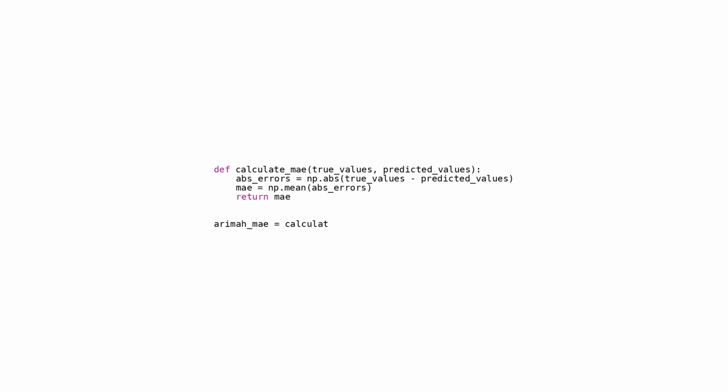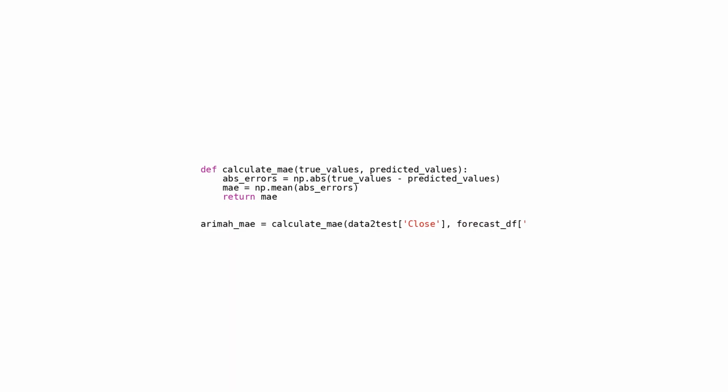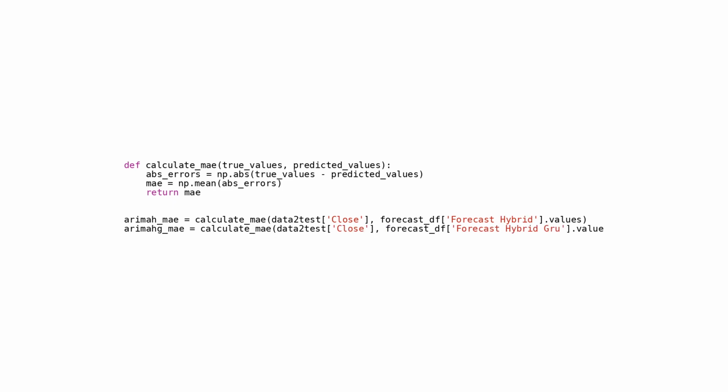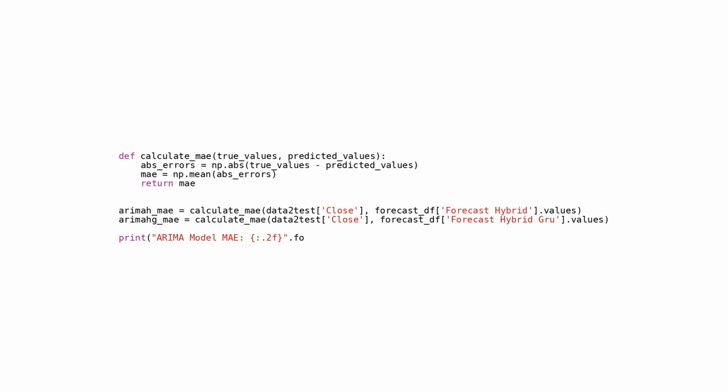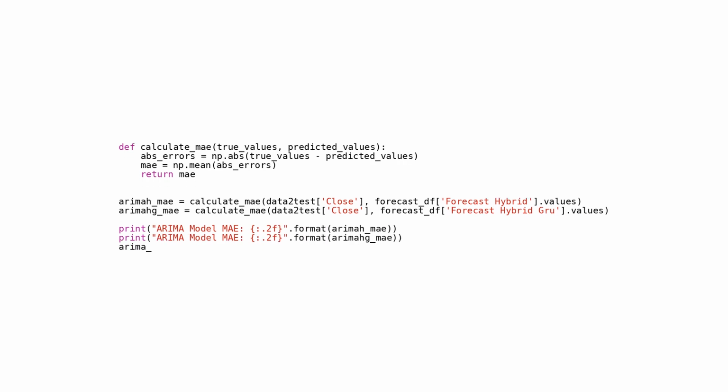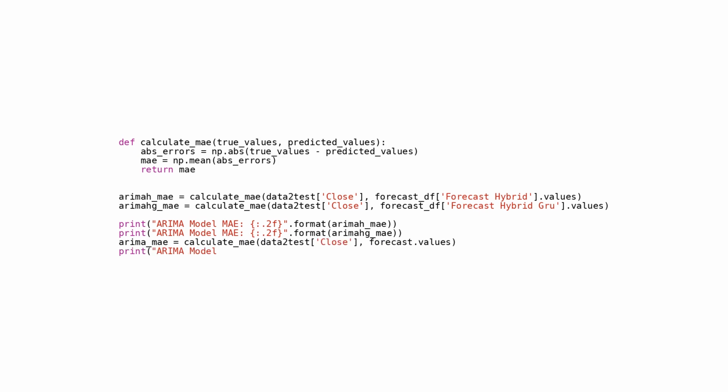This code snippet in Python defines a function called calculate-MAPE, which calculates the mean absolute percentage error between two lists, the true values and the predicted values. The MAPE measures the accuracy of predictions for continuous variables by finding the average absolute difference between each true and predicted value. It is then used to calculate the MAPE for three different sets of predictions: forecast hybrid GRU, and forecast, comparing these predictions to the true closed values from the dataset. The resulting MAPE values are printed to the console, with the results rounded to 2 decimal places.